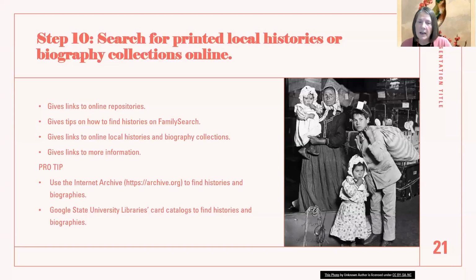And the Google State University Libraries card catalogs. Okay, so Google is not really part of the state university thing. So use Google to find, for example, Virginia State University card catalog in their library. They have a lot of information about local histories and biographies about people that settled there over the course of a couple of centuries that we've been a country.